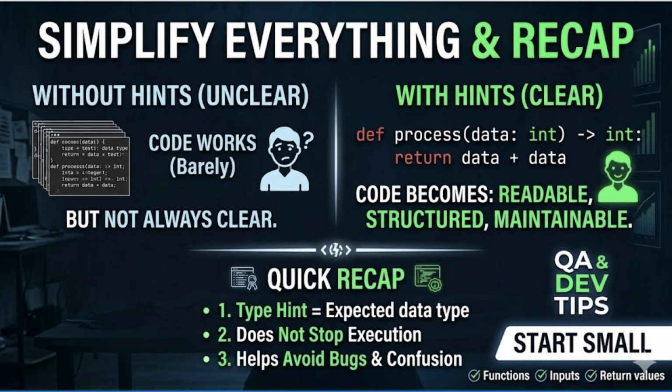So my advice, start small, use these type hints, add them to the function inputs, return values, and you will see the difference immediately.